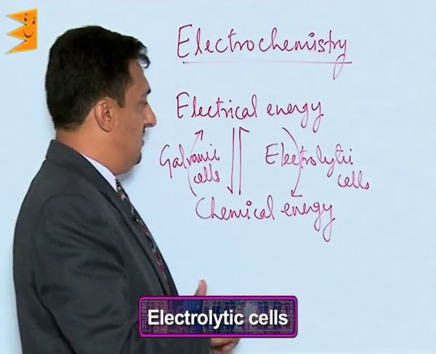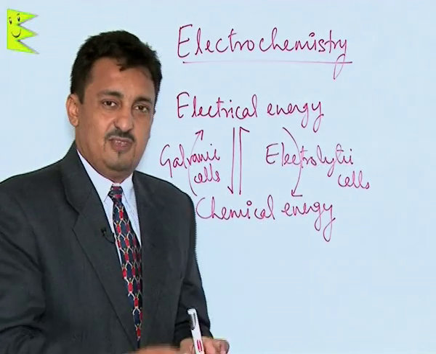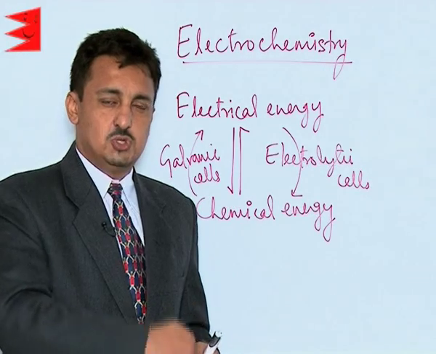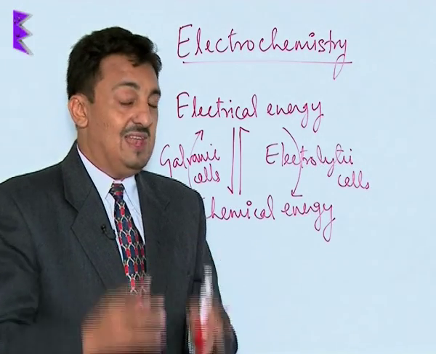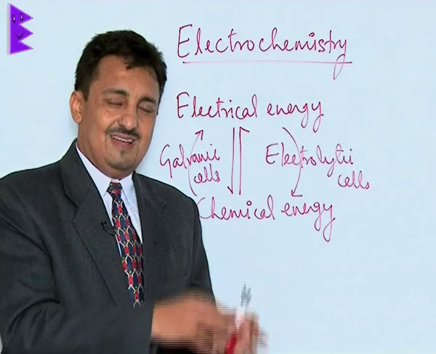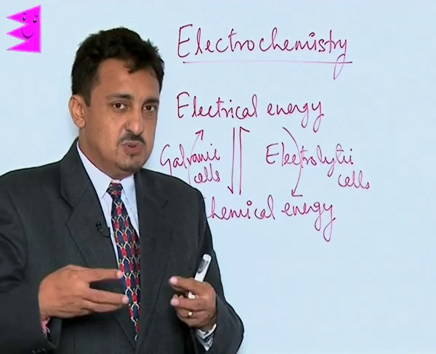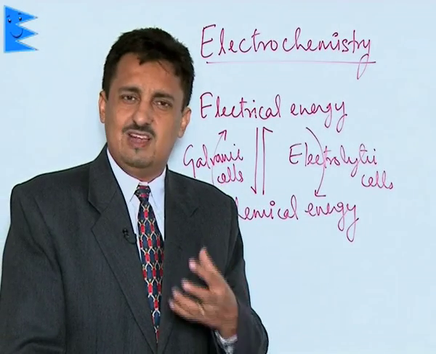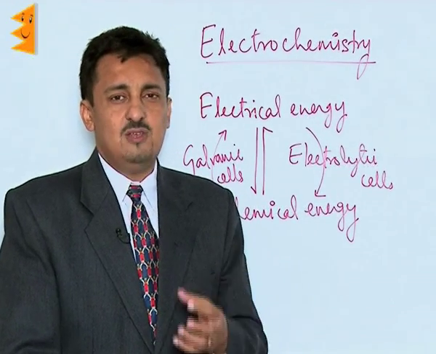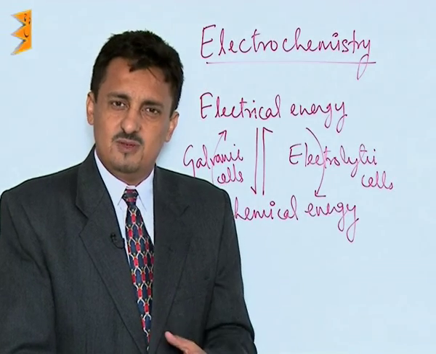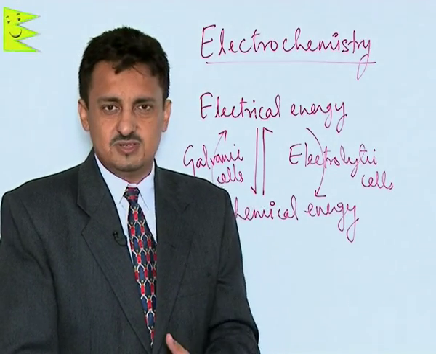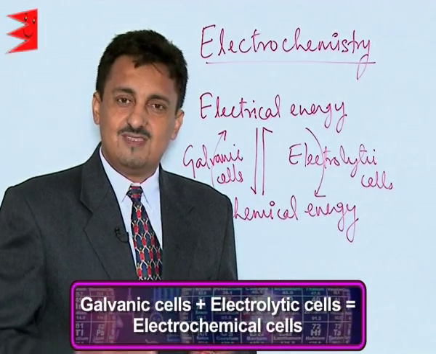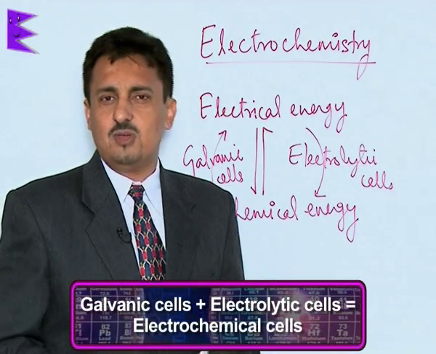So we have basically two types of cells: galvanic or voltaic cells, which convert chemical energy to electrical energy, and electrolytic cells, which convert electrical energy to chemical energy, because the electrical energy used as a source to bring about those non-spontaneous redox reactions is stored in the form of chemical bonds in the products formed. So electrical energy is converted into chemical energy. Both of these cells together are called electrochemical cells, and that is why they are studied in electrochemistry.